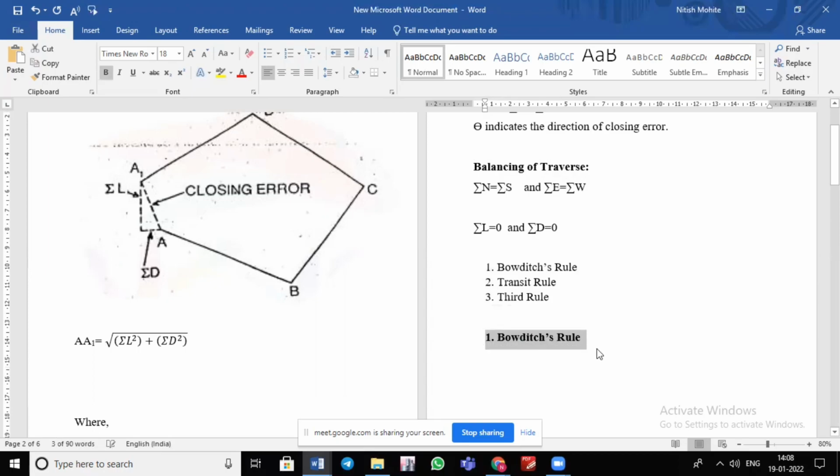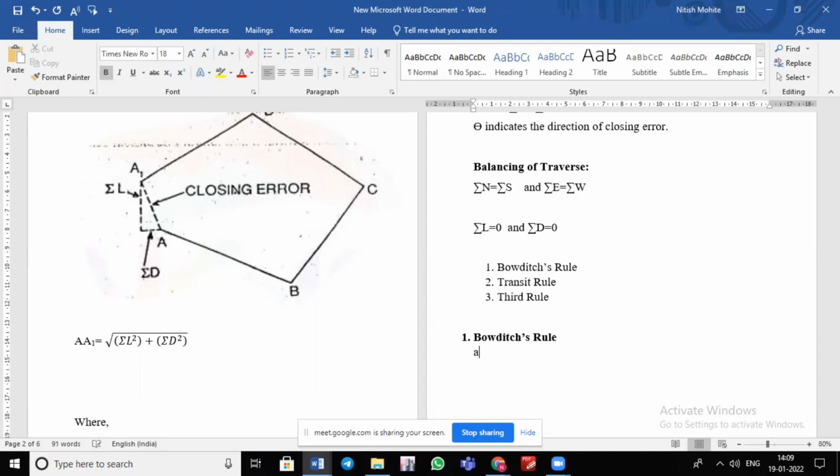So what does the Bowditch rule tell us? Basically, this Bowditch rule is the most commonly used method for traverse adjustment in the case of a closed traverse, and the total error in the latitude or departure is distributed along the lengths of the traverse legs.